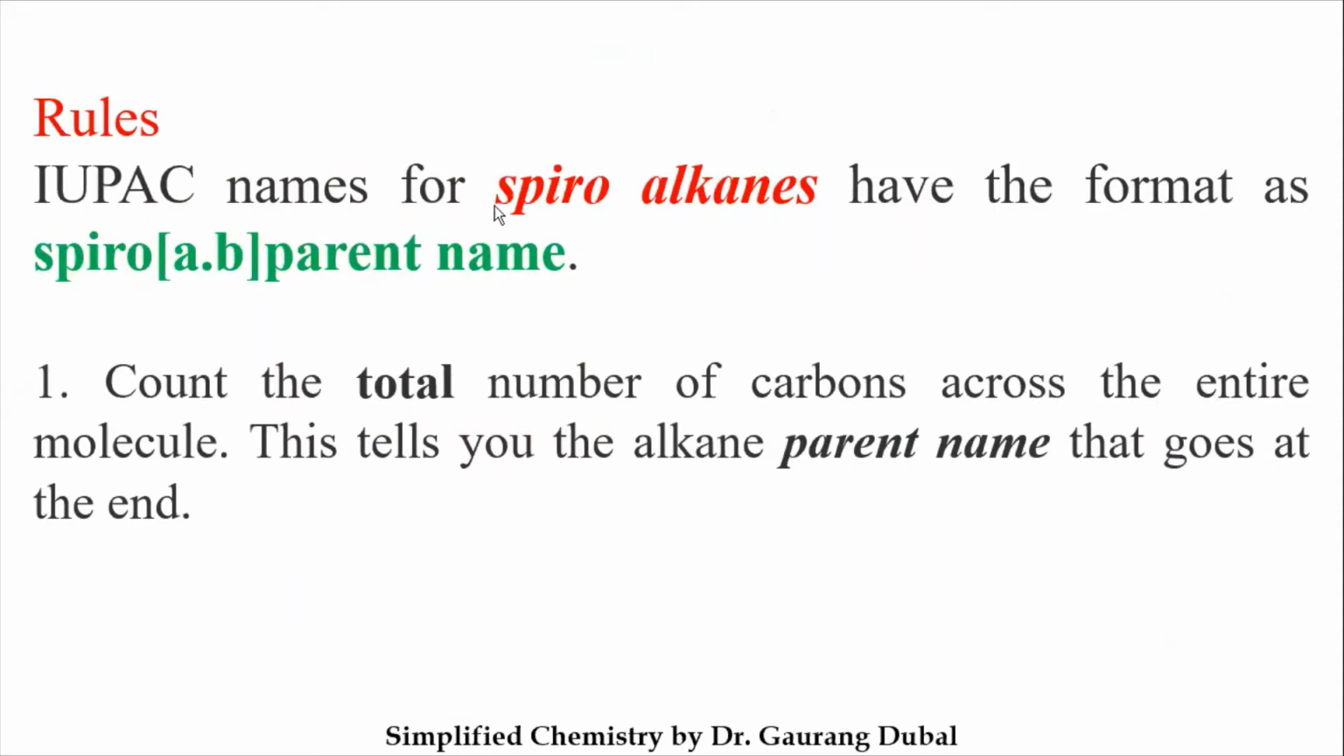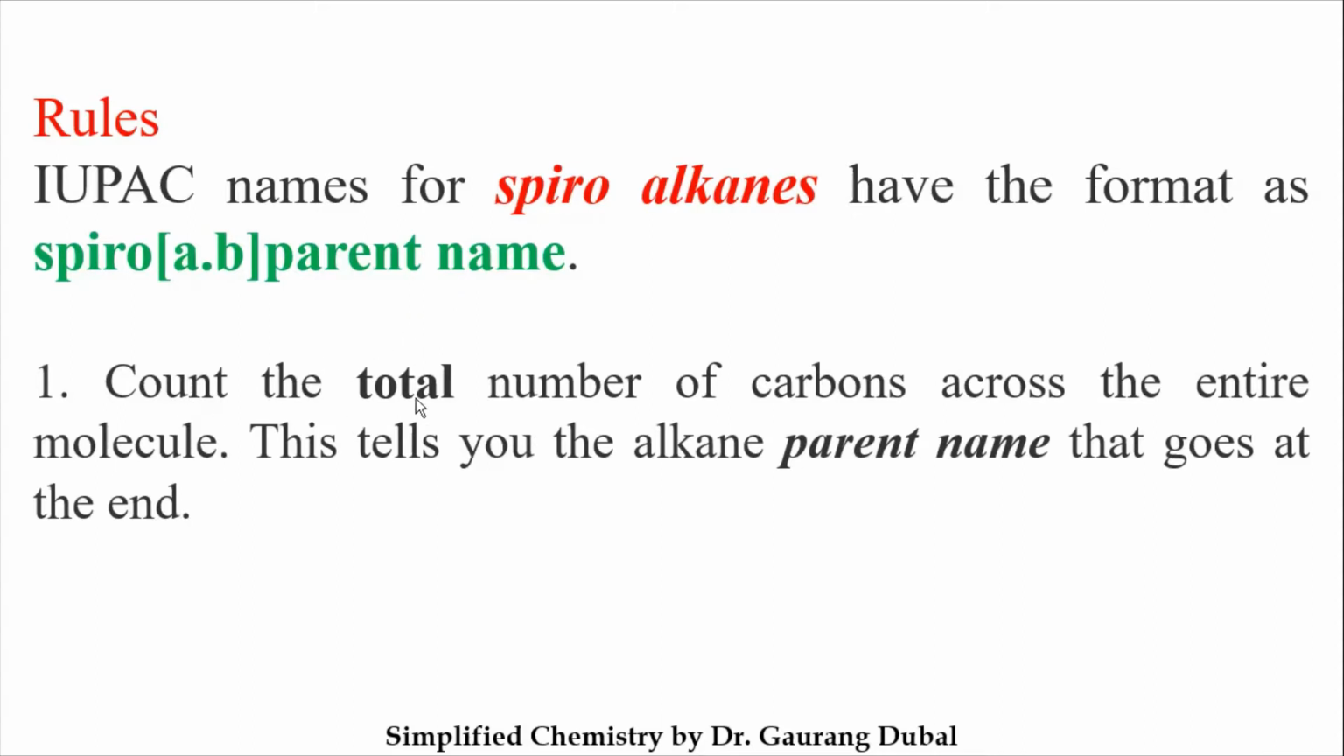The IUPAC names for the spiroalkanes have a specific format. First we have to write the word spiro. Then we make a bracket with A dot B, where A and B are digits, which can be understood from the next rules. And then the parent name of the compound. So let's see by the rules how this name can be generated.